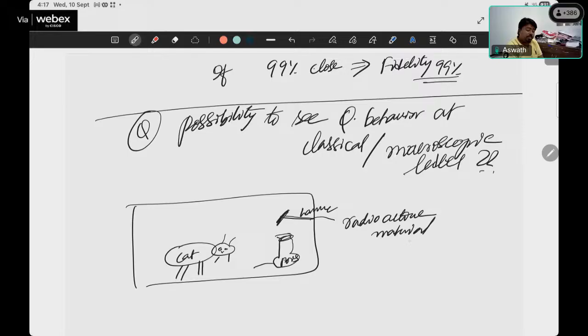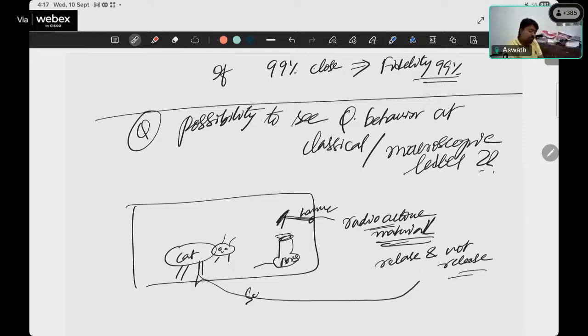Okay, what this is: there is a radioactive material, it can radiate or it may not radiate. When it radiates, it releases the hammer, and the hammer comes and hits the poison. Poison is released. The cat is dead because of the poison. But the question is, because the radioactive material is in superposition of release and not release, which is putting the cat also in the superposition of dead and alive. So these are all interconnected.